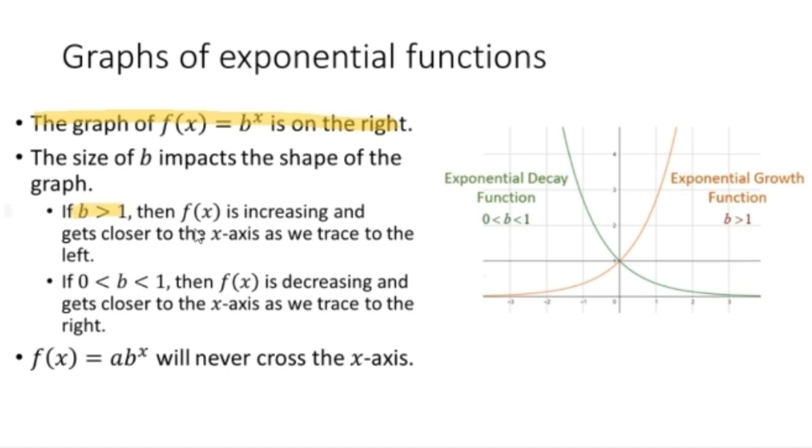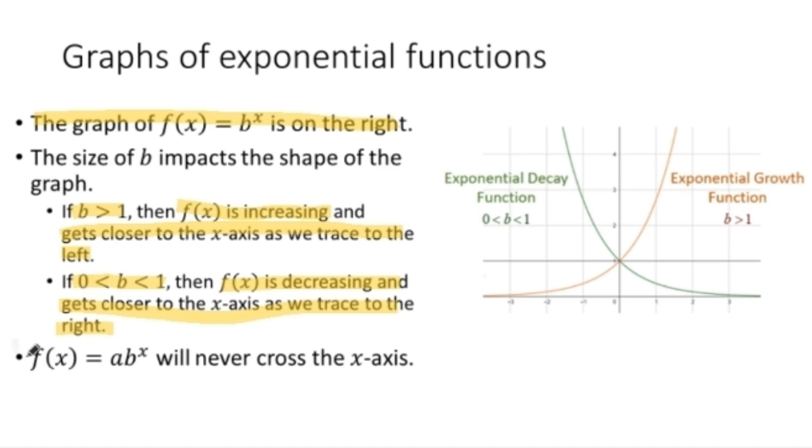If b is greater than 1, f(x) is increasing and gets closer to the x-axis as we trace to the left. That creates the graph of what looks like an exponential growth problem. If b is between 0 and 1, then f(x) is decreasing and gets closer to the x-axis as we trace to the right. And that's what we would expect from the exponential decay model. It would get closer and closer to 0 as x got larger and larger.